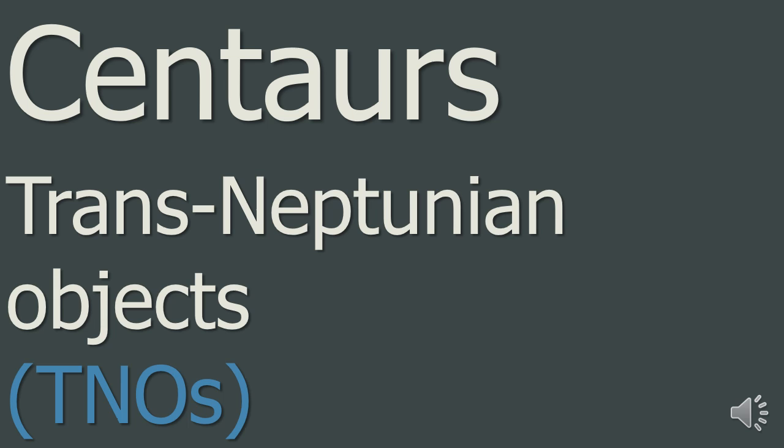Centaurs are not the half-man, half-horse that features in Greek mythology. They are called centaurs as they are similar to both asteroids and comets. These mysterious objects orbit between Jupiter and Neptune. They are rocky bodies like asteroids, but like comets, centaurs cross the orbits of the gas giants. Trans-Neptunian objects, or TNOs for short, are objects with an orbit past Neptune. So some examples would be Pluto, Haumea, Makemake and Eris, as these dwarf planets have orbits past that of Neptune.